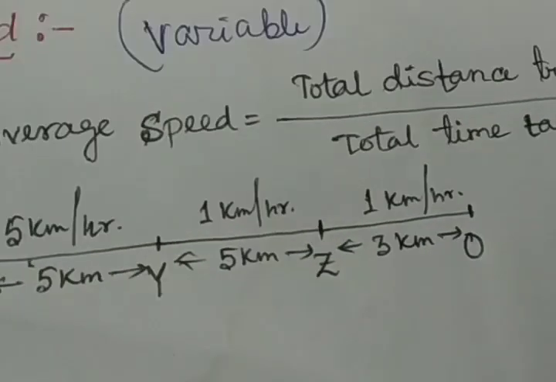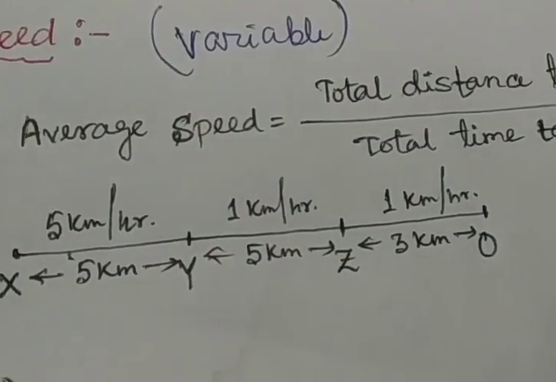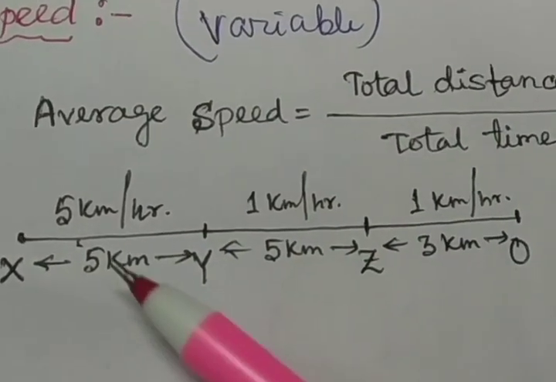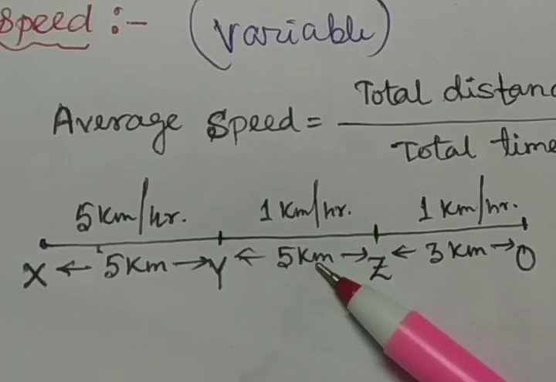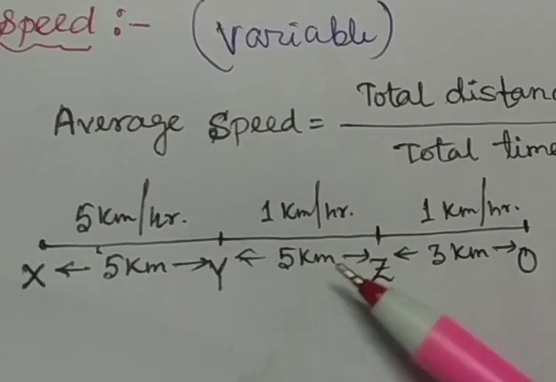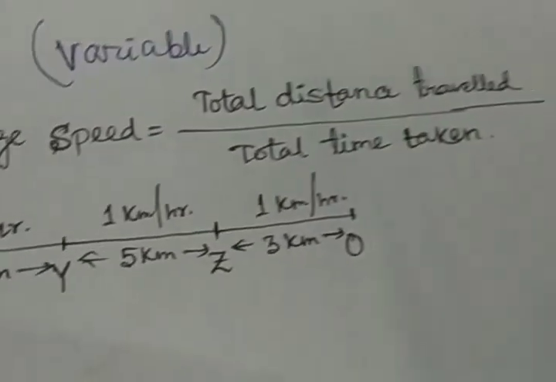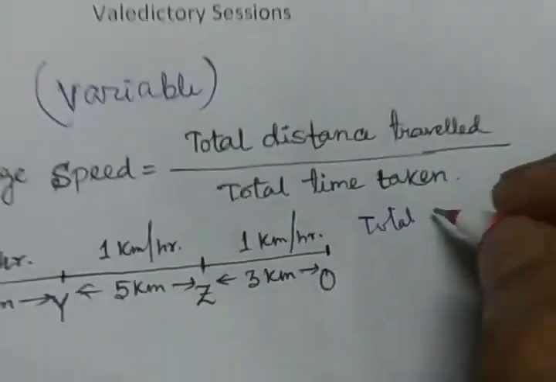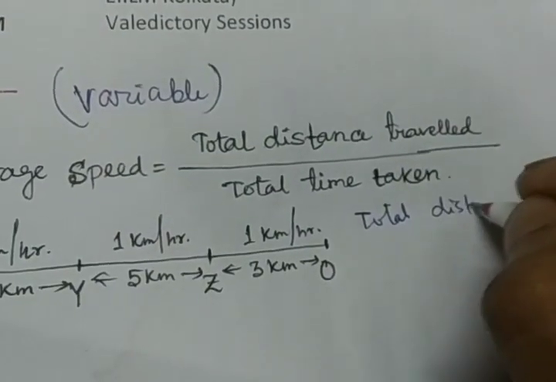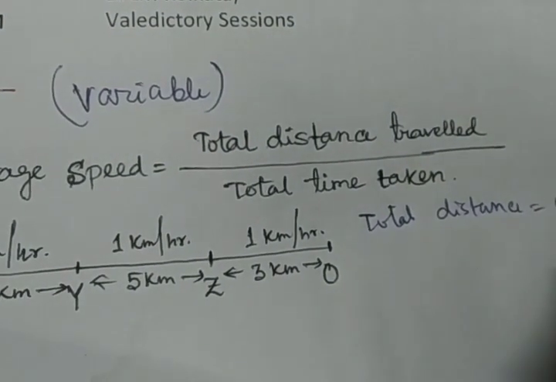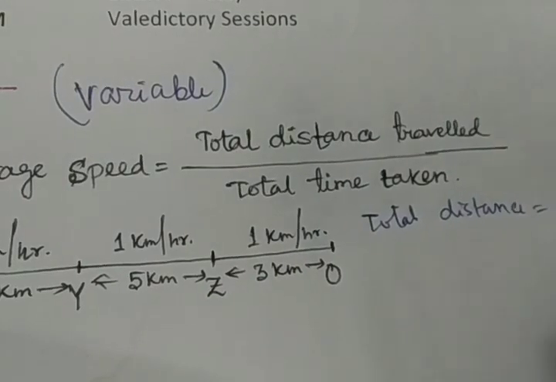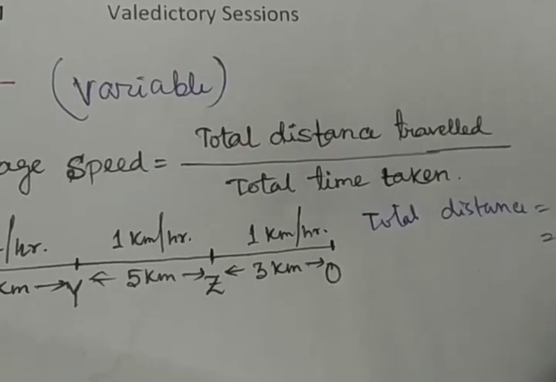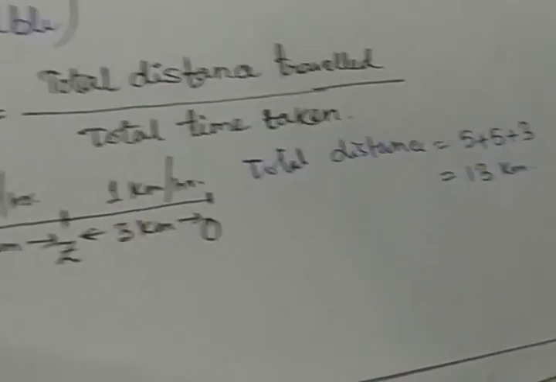Now what is the total distance? Total distance means from point X to point O. This is called total distance. Now total distance is 5 plus 5 plus 3: 5 plus 5 is 10, 10 plus 3 is 13 km. So you can write here, total distance equals 5 km plus 5 km plus 3 km. Do you understand? So that means 13 km. So this is the total distance.